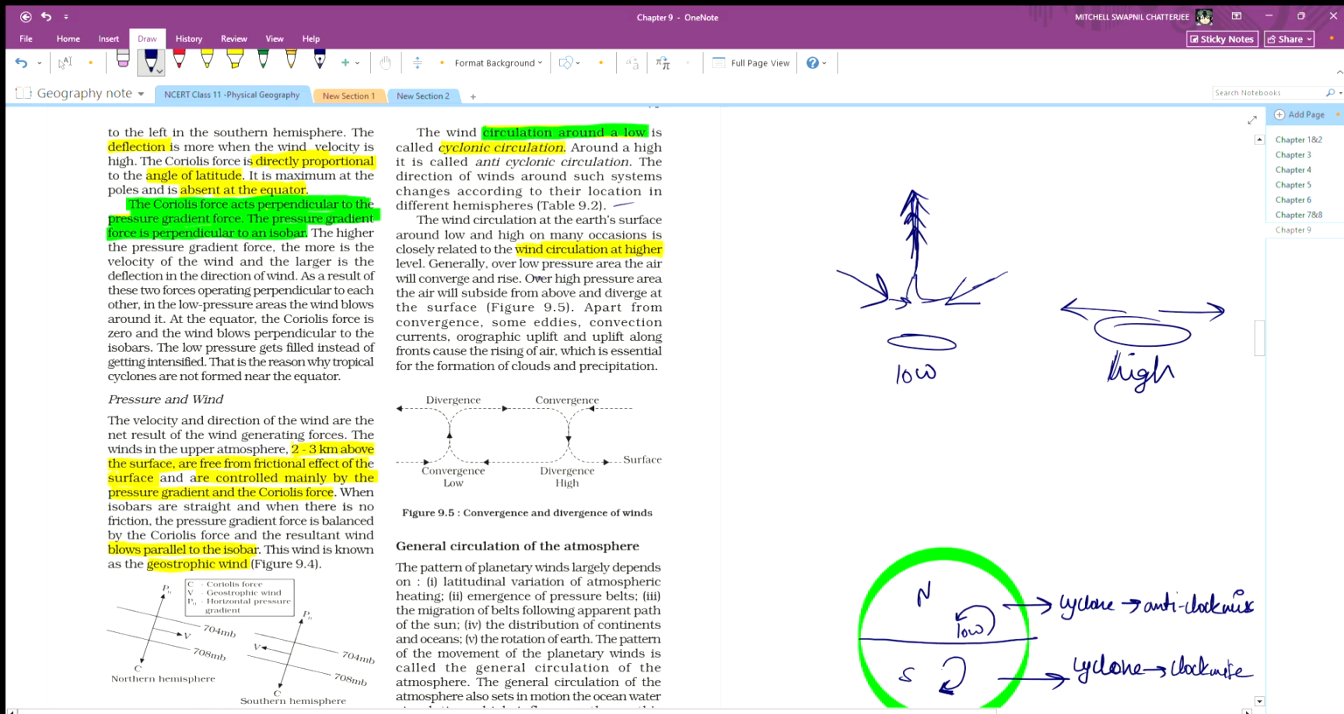Okay, the low pressure area and the high pressure area. At the high pressure area, it will subside and diverge at the surface. So it will go down and it will diverge. Divergence means it's getting apart. Let's read it once again.